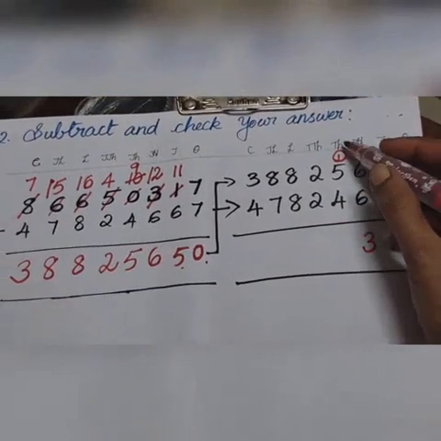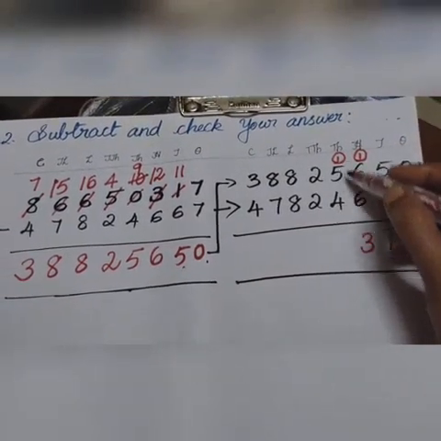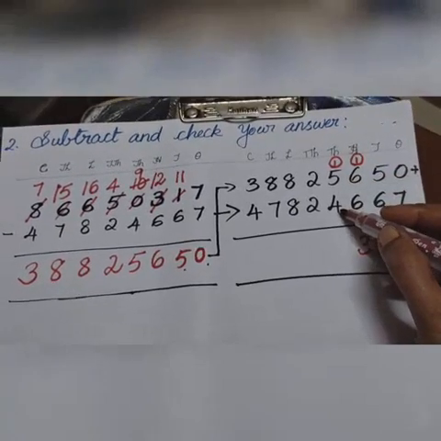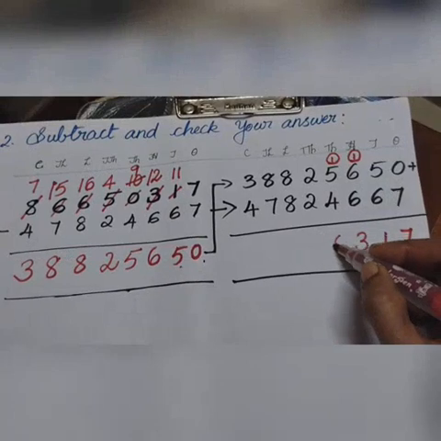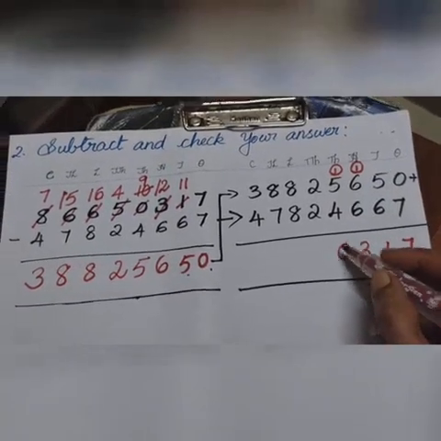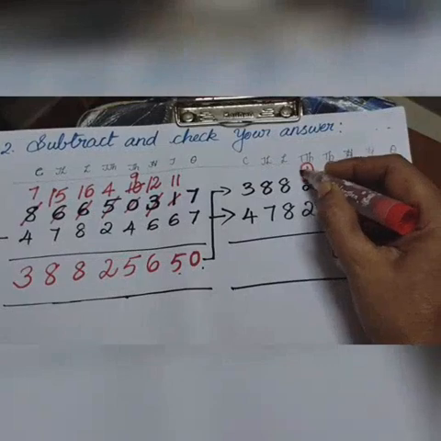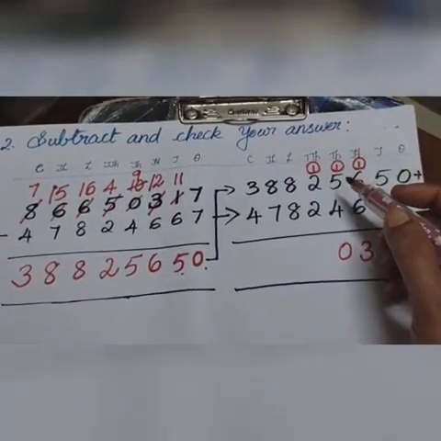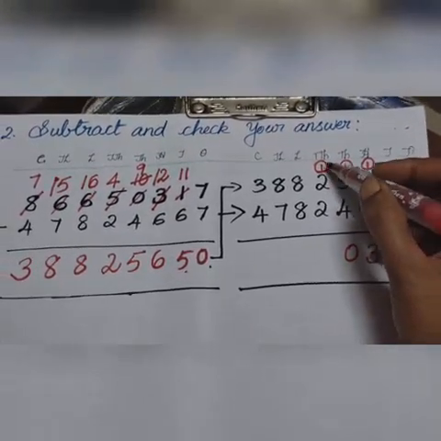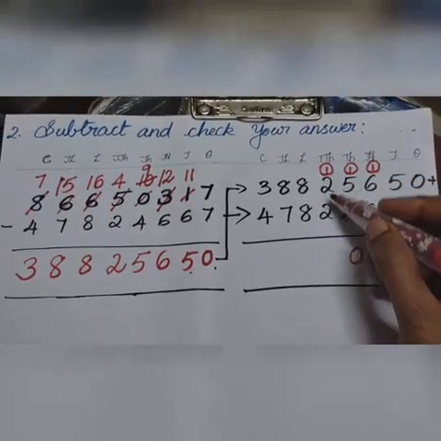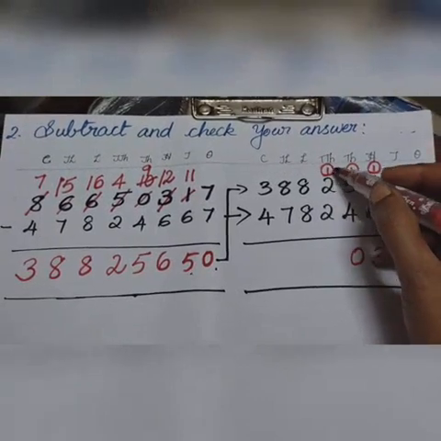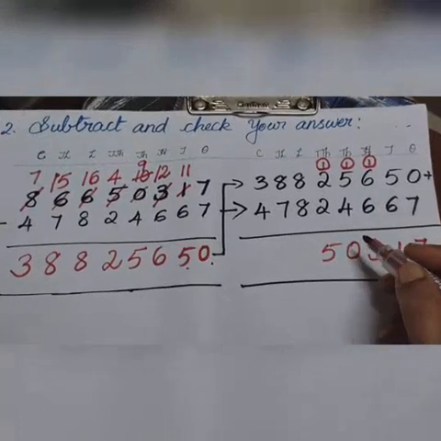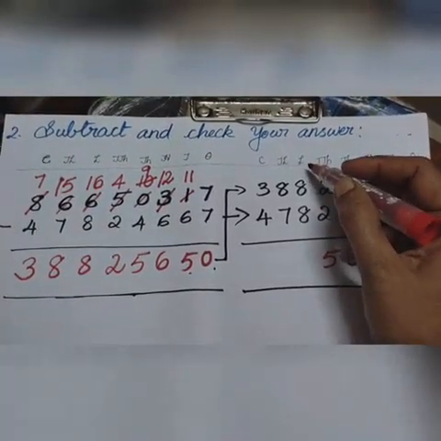Okay, children. Now in thousands place 1, 5, 4. What is 1 plus 5? Yes, 6. 6 plus 4? Yes, 10. 10 means 0 is there in the 1's place and 1 is there in the 10's place. That one we carry over to 10,000's place. Okay, children. So here, in 10,000's place 1, 2, 2. What is 1 plus 2? Yes, 3. 3 plus 2? Yes, 5.